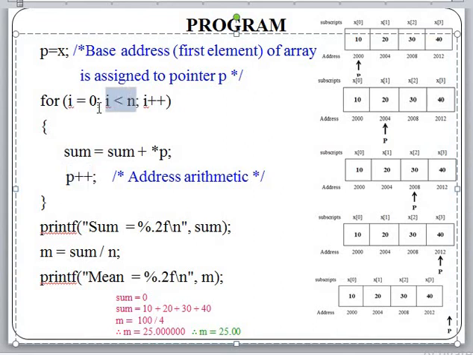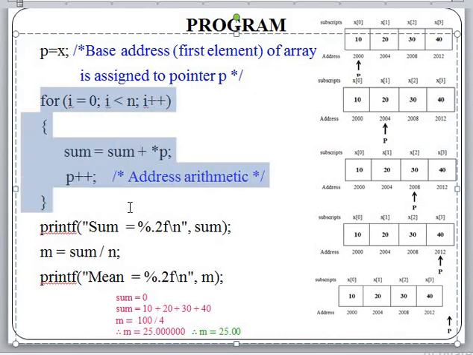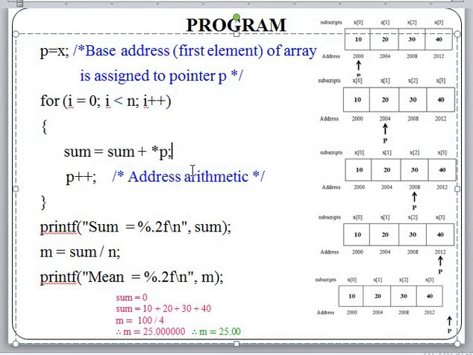So i becomes now 4. 4 is less than 4? The condition is false. When the condition is false, the loop is terminated. While terminating, we know that sum is nothing but 100. So we are going to print that sum. Remember, in this case, we are considering just 2 digits after the decimal point.